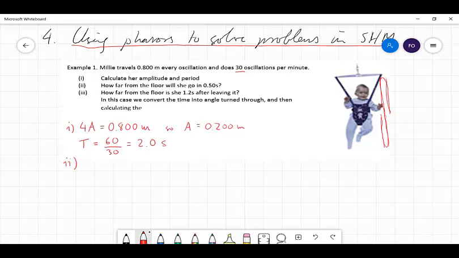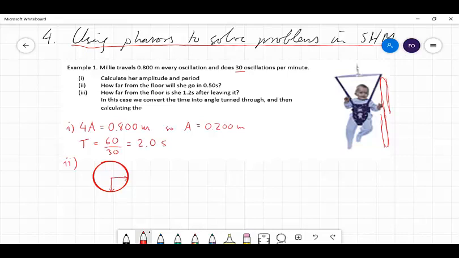Second question. How far from the floor will she go in 0.5 seconds? So here we could quickly sketch a reference circle. And this is quite a simple problem. She's going to start from the floor, so the phasor is going to start off pointing downwards. And 0.5 seconds is exactly 1/4 of a period. So she's going to go to there.